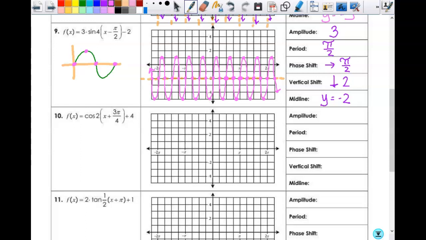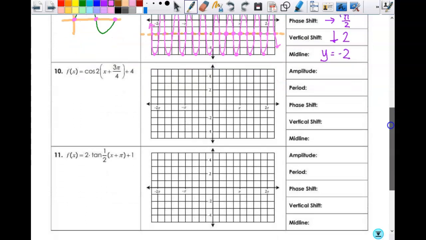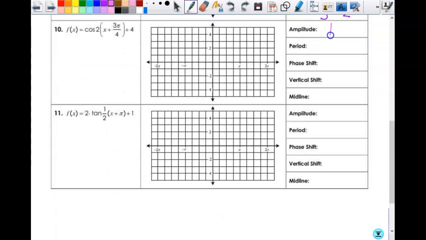All right, let's look at number 10. What is the amplitude? 1. What is the period? Pi. The phase shift is left 3 pi fourths. Vertical shift is up 4. Midline is y equals 4. All right, you graph that one.